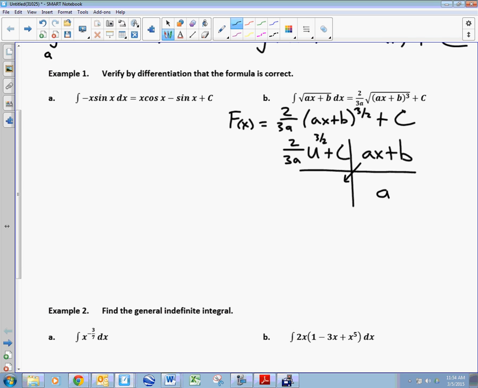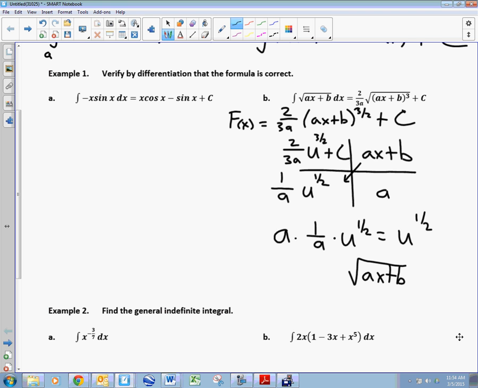Look at this derivative. What's the derivative of c? 0. And if you bring the 3 halves down, what's going to happen? The 2/3 go away, but I'll have 1 over a that's left. And I'll have u to what power? U to the 1/2. A times 1 over a times u to the 1/2 is just u to the 1/2. Substitute u back in, and we have the square root of ax plus b. And that's what we're supposed to get.